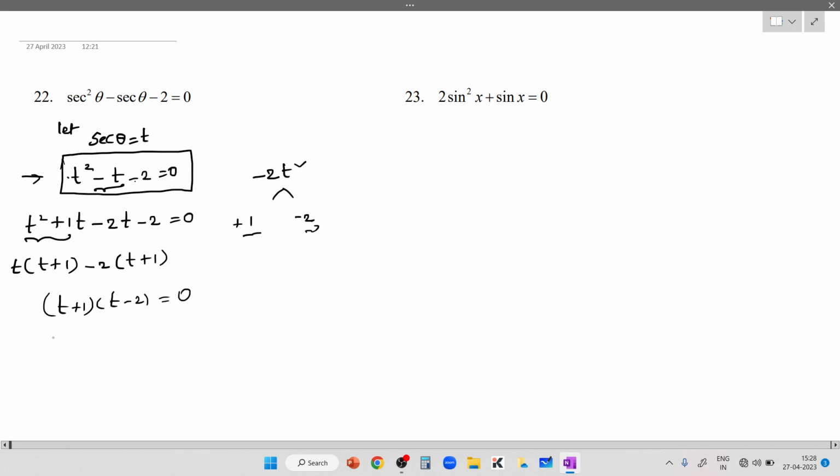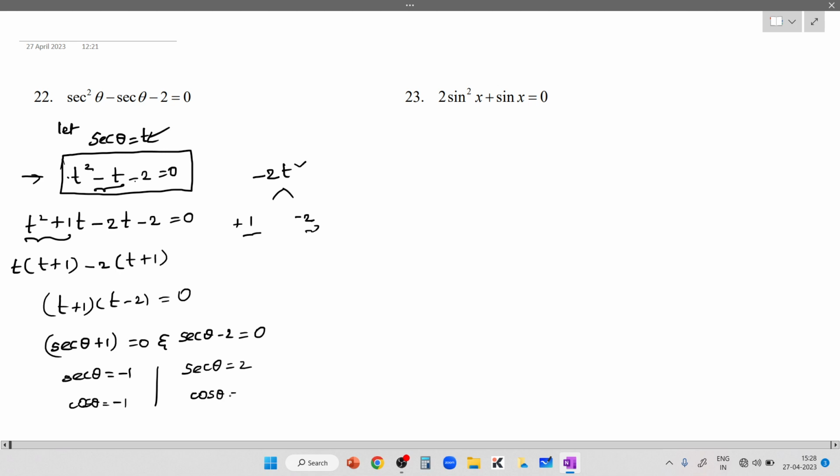That means here I have to back substitute t as secant theta, so that will become secant theta plus 1 is equal to 0, and secant theta minus 2 is equal to 0. That means secant theta is equal to minus 1. If secant theta is minus 1, cos theta will be the reciprocal of that, and it will be 1 by minus 1, that will also be minus 1. And here secant theta will become 2. If secant theta is 2, then cos theta will become 1 by 2. So for this we'll get two solutions, and for this we'll get two solutions.